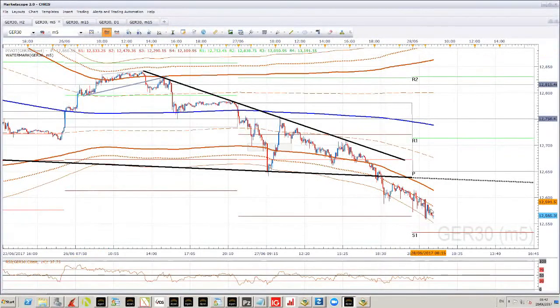So we've broken below the Bollinger Band. We're about 2.5, nearly 3 standard deviations below the midline here, which is quite significant. And we're trailing the 2.5 Bollinger Band down. So we're walking down the bands.